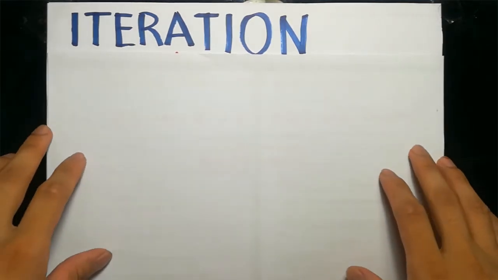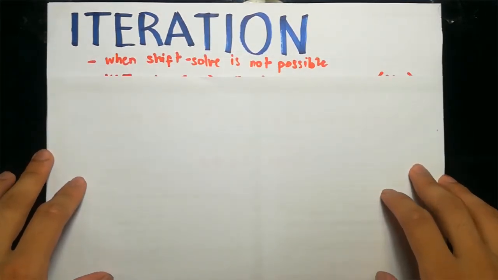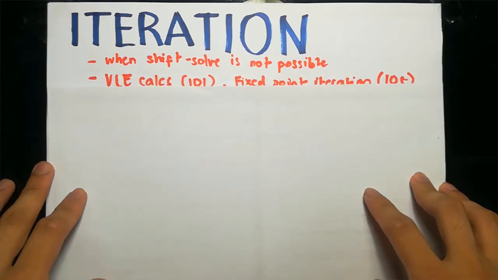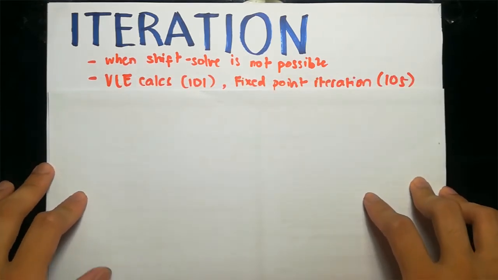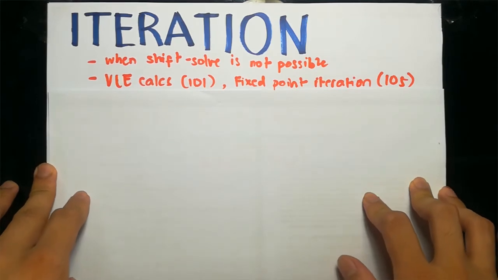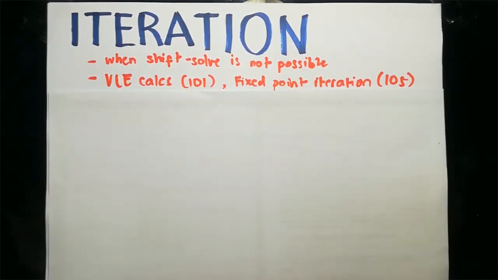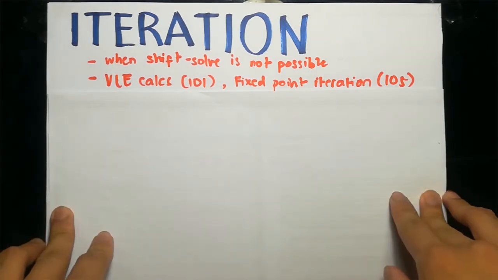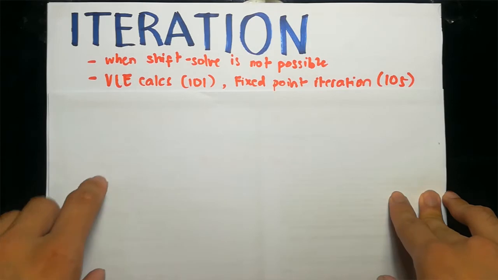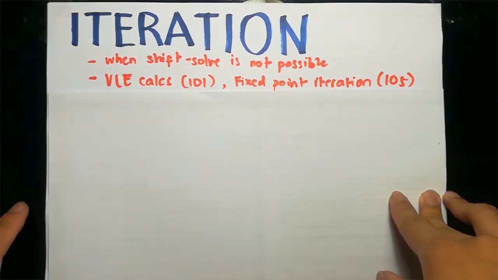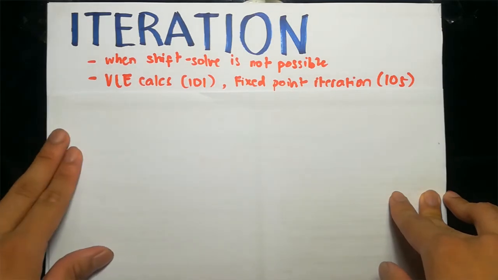So iteration is usually used kapag shift solve is not possible, and usually ginagamit ito sa ating VLE calculations sa 101 and sa ating fixed point iteration sa 105, as well as a wide range of applications really. Itong dalawang to yung applications na makikita nyo this first year nyo sa ChE. So this involves repeatedly solving our equation, and what better way to show that than by our first example.